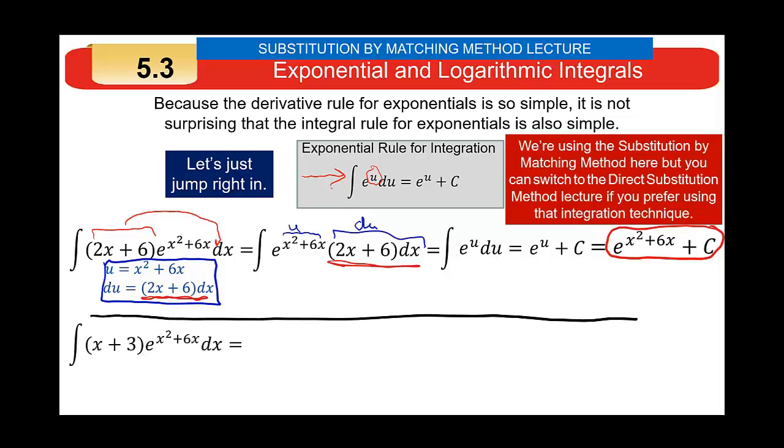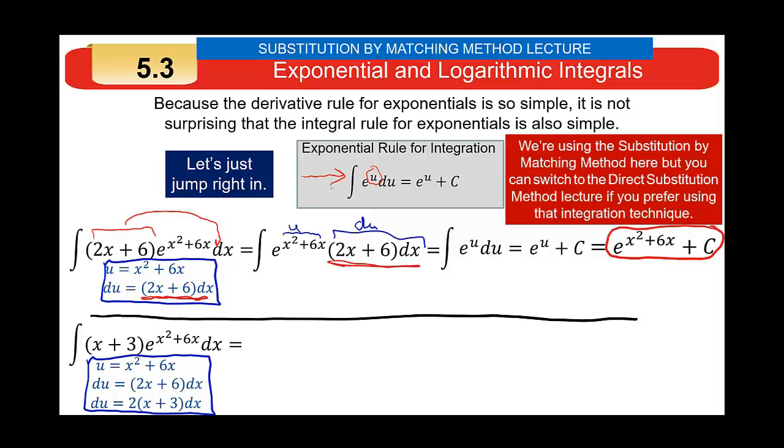How about another? Suppose we have the integral of the quantity x plus 3 times e to the power of x squared plus 6x. This is very similar to the one we just worked, but this time the integrand has got a factor that's going to make it not match the differential exactly, so we'll have to adjust it. You'll see as we go through. But as before, the choice of u is simple. It's going to be the exponent on e, which in this case is the same as the previous problem, x squared plus 6x. The differential is exactly the same as it was before. That part of the problem didn't change. But we don't have a 2x plus 6 in the integrand.